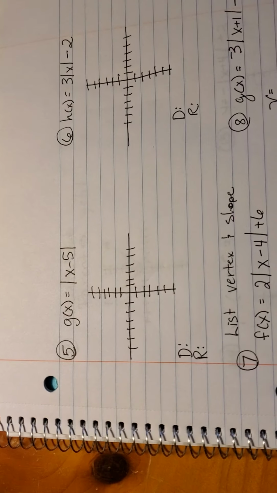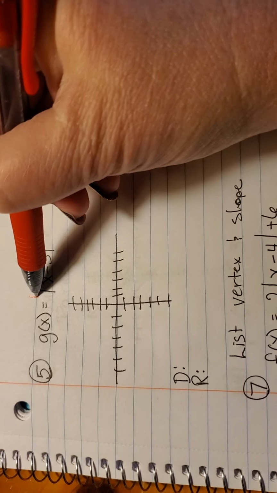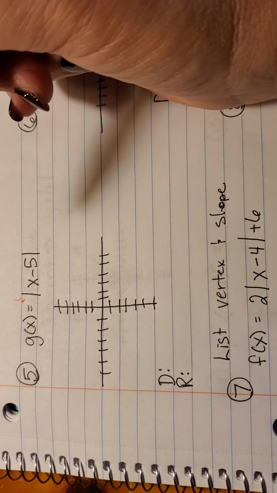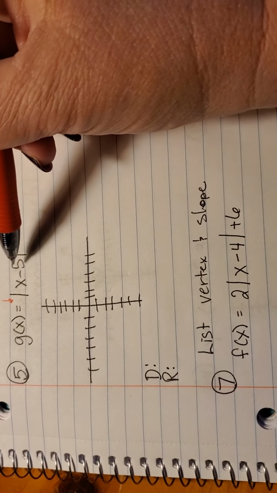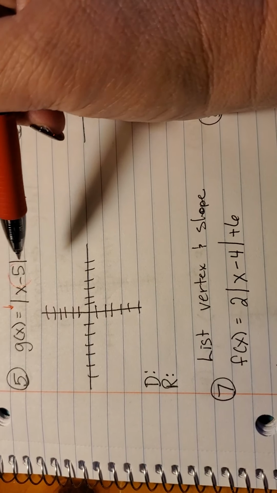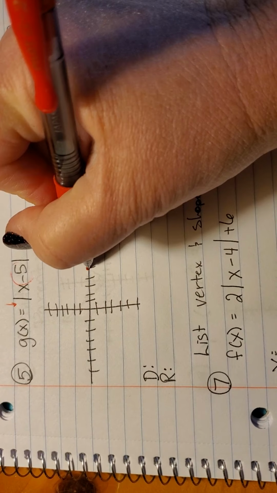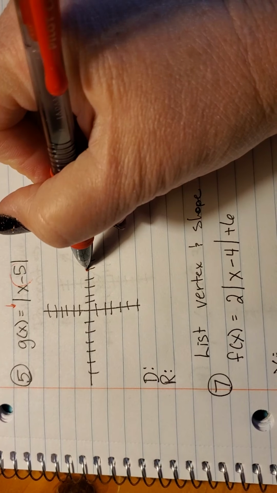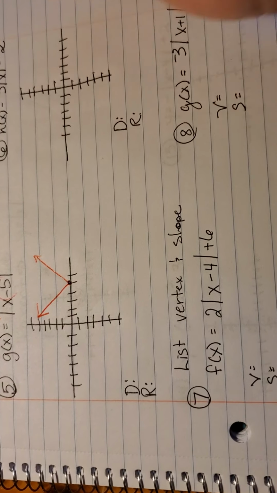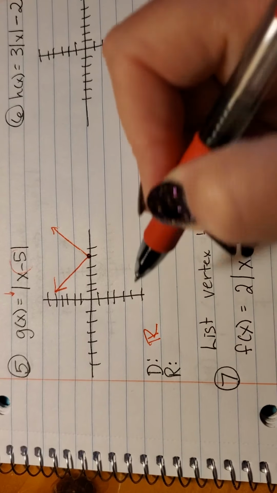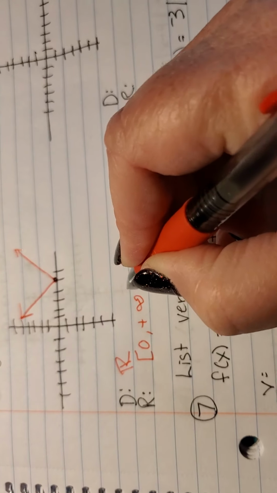Next group of problems. On number 5, notice we don't have anything going out here in front, so our slope is still going to be up 1 over 1, and it will be going upright because it doesn't have a negative sign out there. The only thing that's going to change is because of this negative 5, we're going to shift to the right 5. 1, 2, 3, 4, 5. So our vertex is here instead of 0, 0. And then we're going to go up 1 over 1, up 1 over 1, and there you go. Our domain, again, is all real numbers, and our range is going to be 0 to positive infinity.